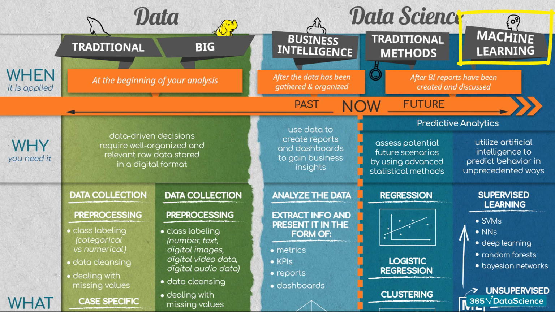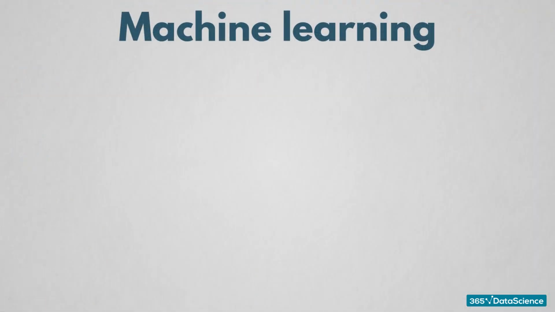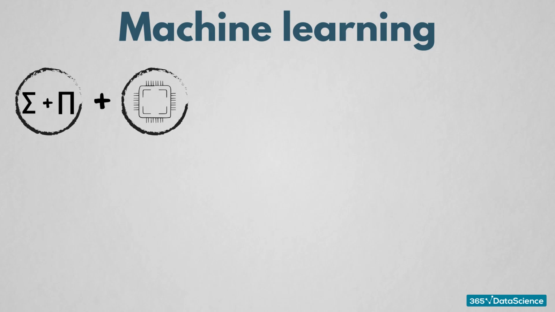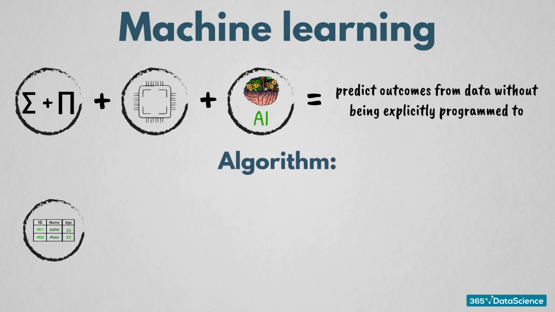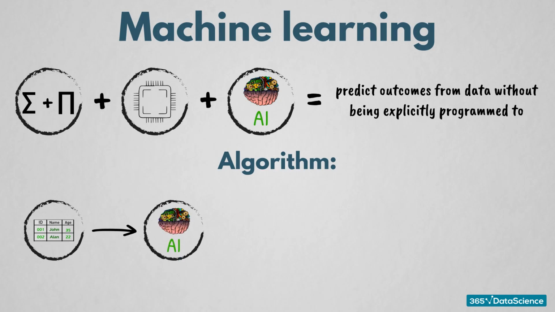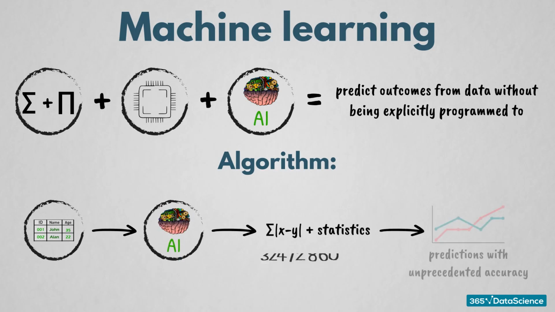With machine learning, in contrast to traditional methods, the responsibility is left for the machine. Through mathematics, a significant amount of computer power, and applying AI, the machine is given the ability to predict outcomes from data without being explicitly programmed to. ML is all about creating algorithms that let machines receive data, perform calculations, and apply statistical analysis in order to make predictions with unprecedented accuracy.